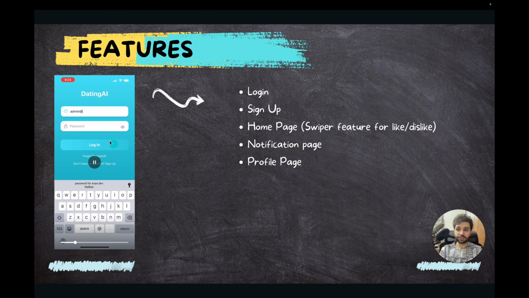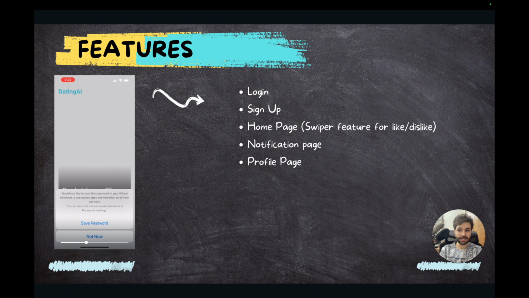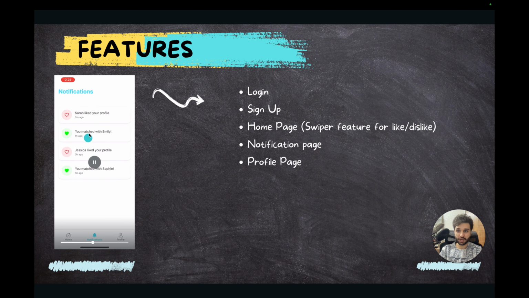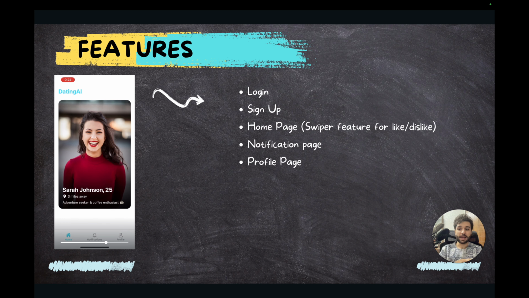Then as soon as the user puts the email and password to log into our application, it will be sent to the backend to see if we have a user with this data. If yes, it will redirect the user to the home page. Then we have a notification page where we show who liked us and what matches we have. Here we have the profile page. We can edit the email address, and we have the number of matches, likes, and so on.